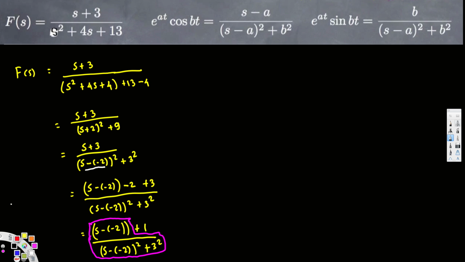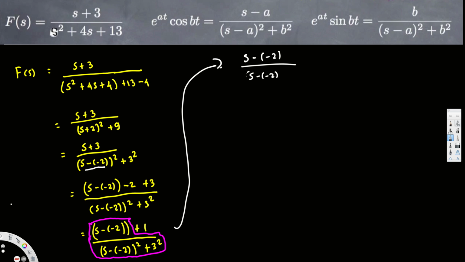So what we can do is separate this. Let's go ahead and do that here. When we separate this, the denominator is going to be the whole thing. So we are going to have s minus minus 2 over (s minus minus 2) whole squared plus 3 squared, and the other term is going to become 1 over (s minus minus 2) whole squared plus 3 squared. Now if you look at the second one, it is almost matching e^(at) sin bt.